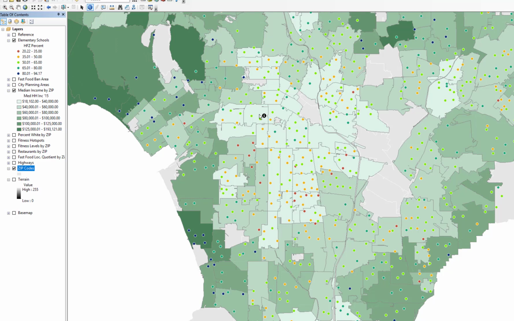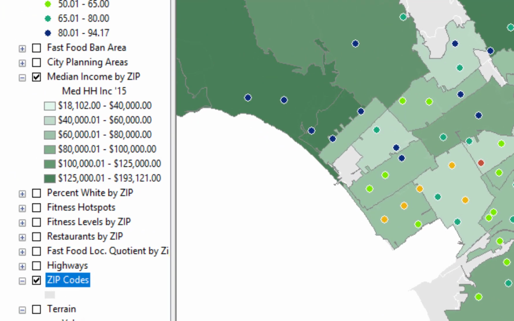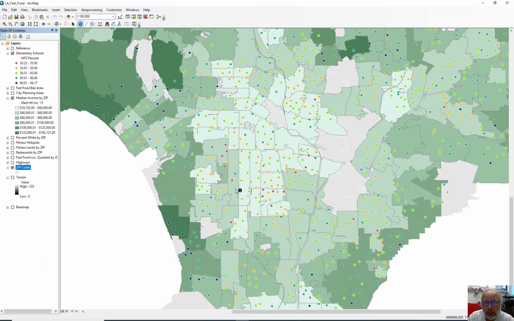These are green. The lightest zone has less than $40,000 median income in 2015, and then these darker areas, many of which have blue schools, they have median incomes of over $125,000 on average per family.